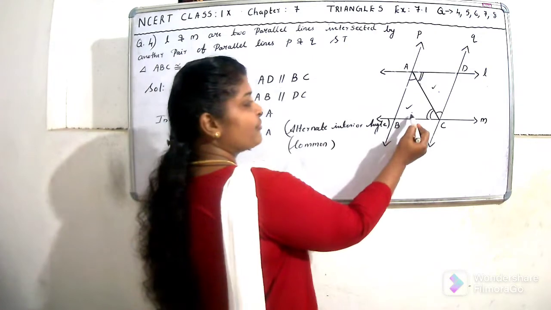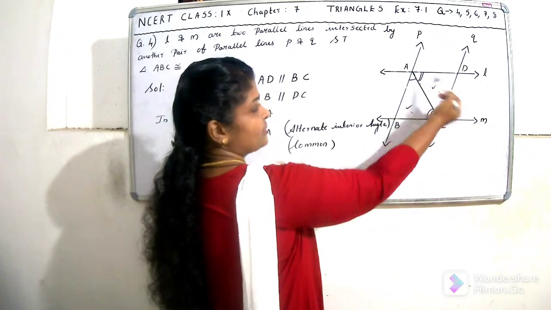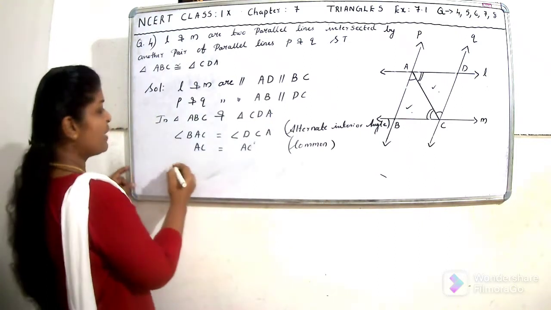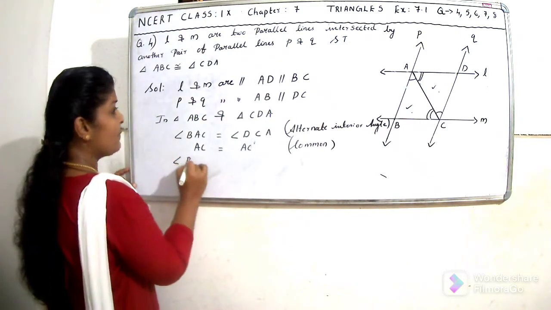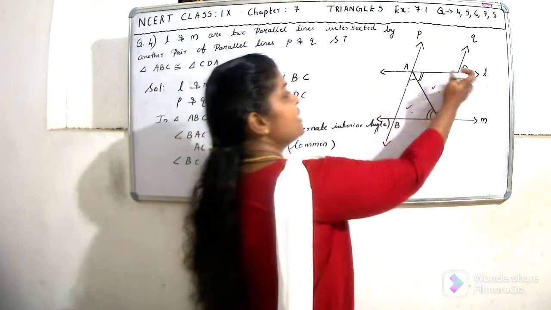Now this is our first triangle. In this, corner C and corner A are equal. So which way do we have to write? Angle BCA is equal to angle DAC.